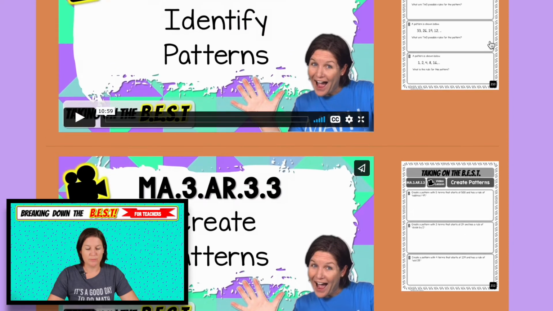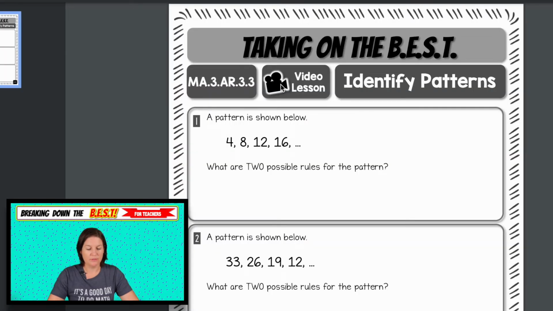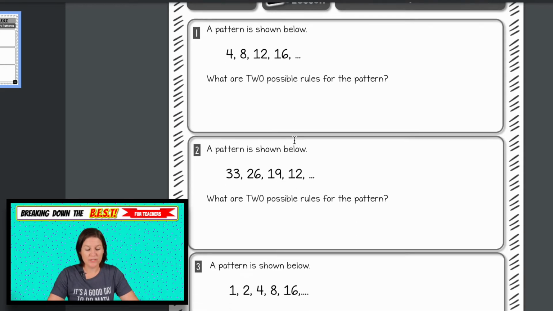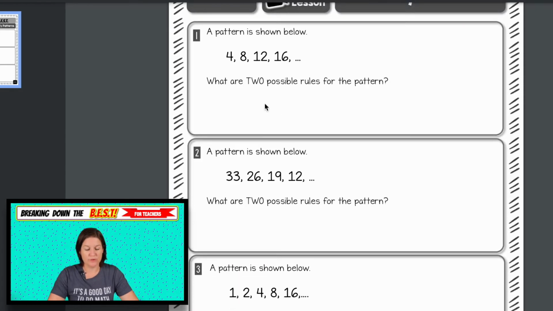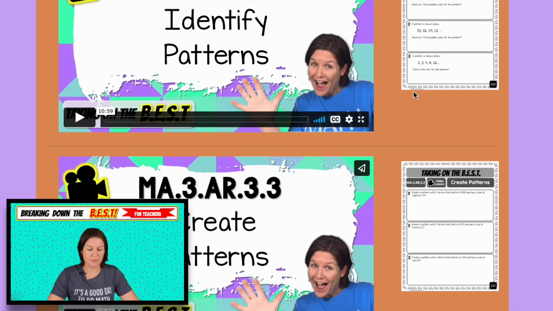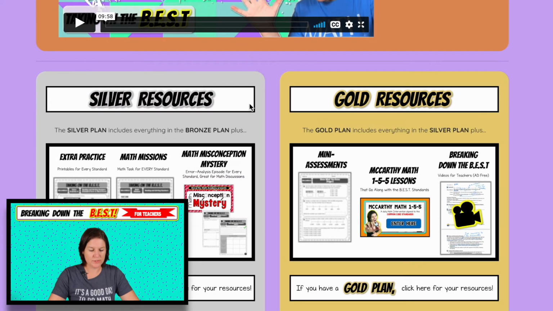So these are the printable pages that go along with the video lesson. You know it's a video because it has that video icon. And in this one, we explore what are 2 possible rules for this pattern for the first 2 questions at least. So remember that question where it said the rule is add 6, but somebody else might say, well, the rule could be add 7, subtract 1, which really lends itself to adding 6, right? So those are your bronze resources.